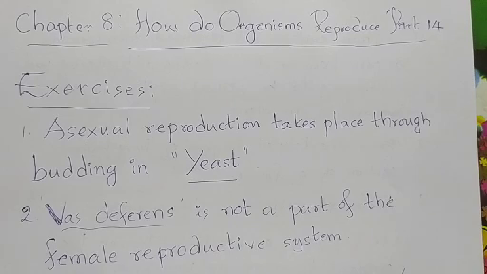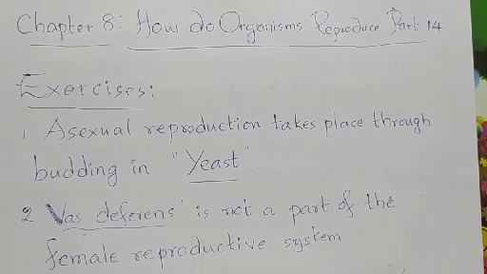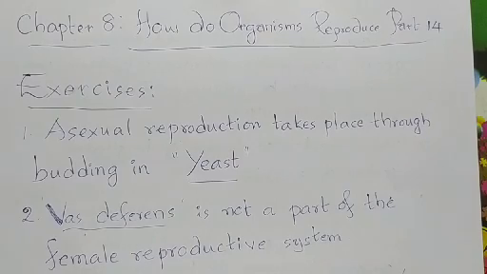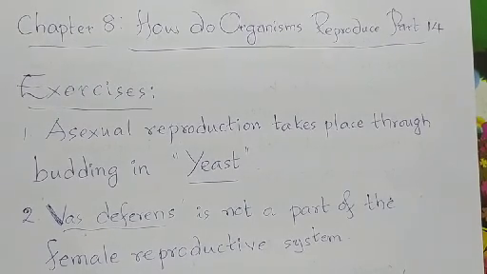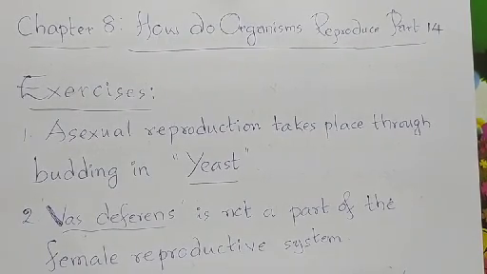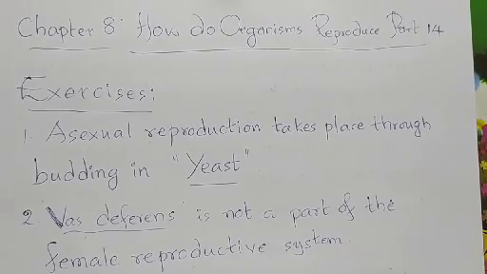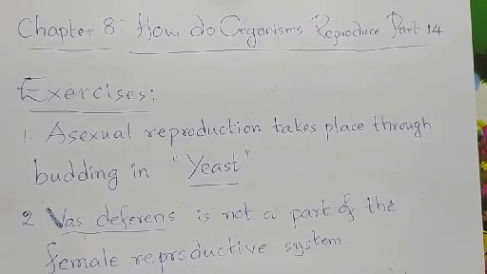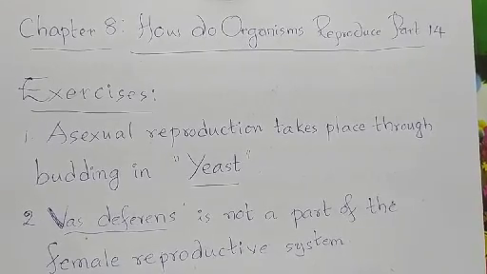Next, second question. Which of the following is not a part of the female reproductive system in human beings? The female reproductive system has a pair of ovaries, a pair of fallopian tubes, and a uterus. So here ovary, uterus, and fallopian tube are there, and vas deferens is the part of the male reproductive system. So vas deferens is not a part of the female reproductive system.